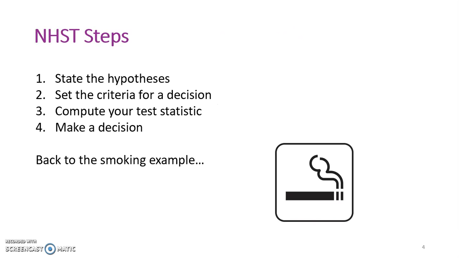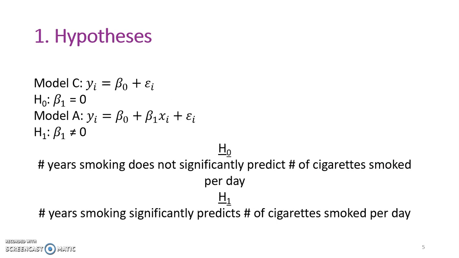So to recap the steps of null hypothesis significance testing, we start by stating the hypotheses, we then set a criteria for the decision, we compute the test statistic, and we make a decision. Now let's go through these steps using the smoking example that we've been working with for simple linear regression. The first step is to state the hypotheses. So these are what the hypotheses would look like for simple linear regression with this smoking example.